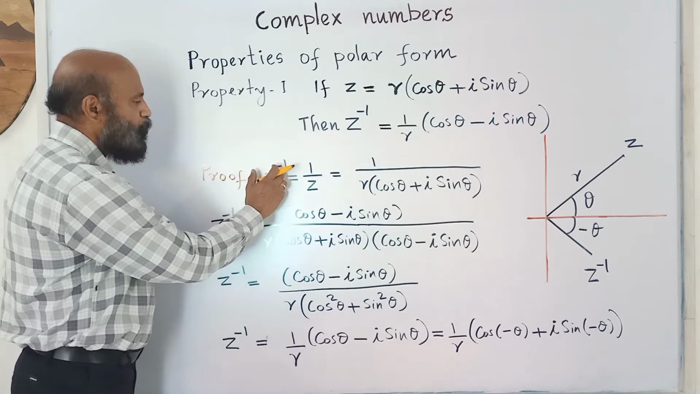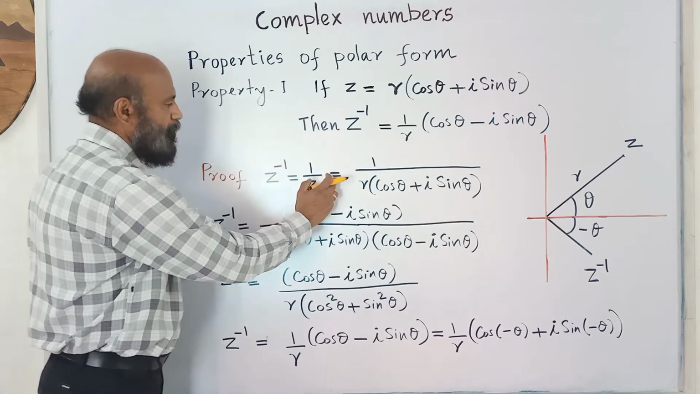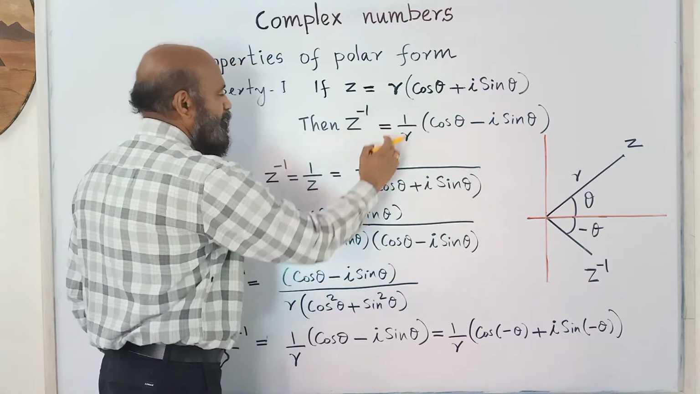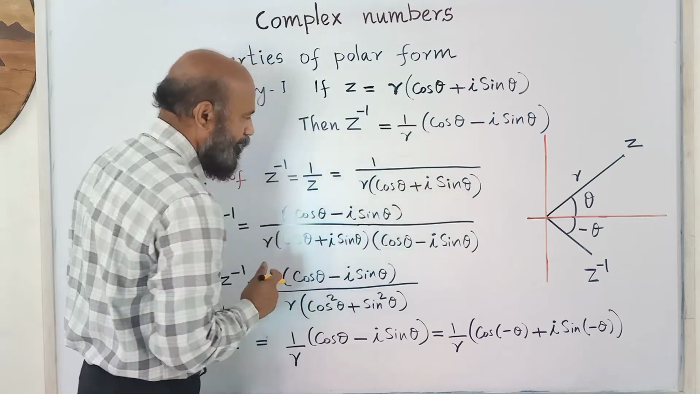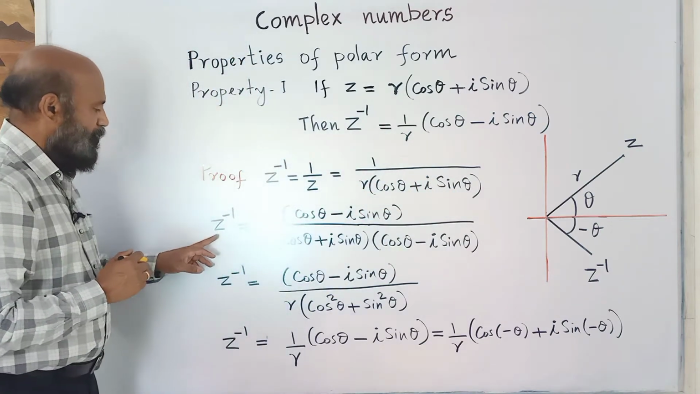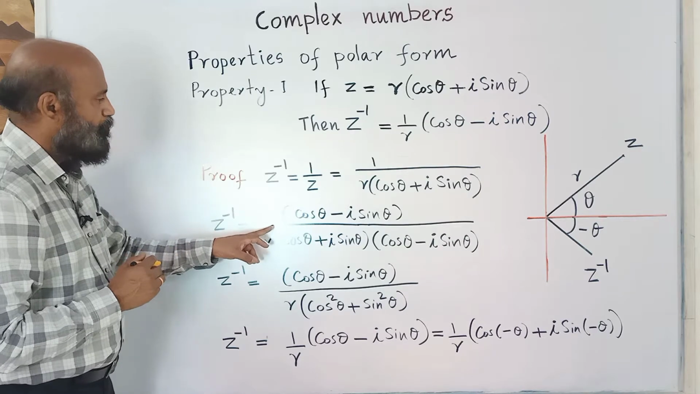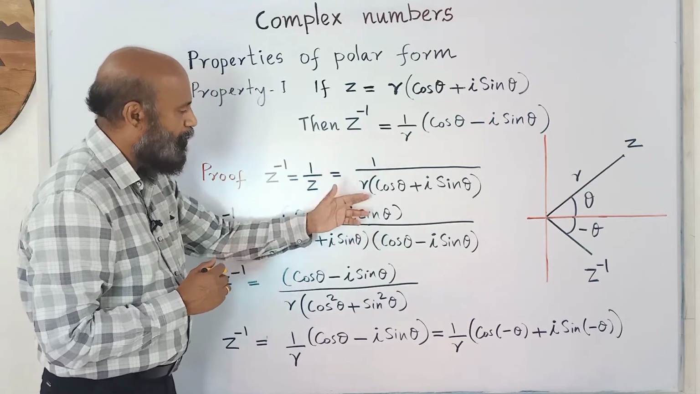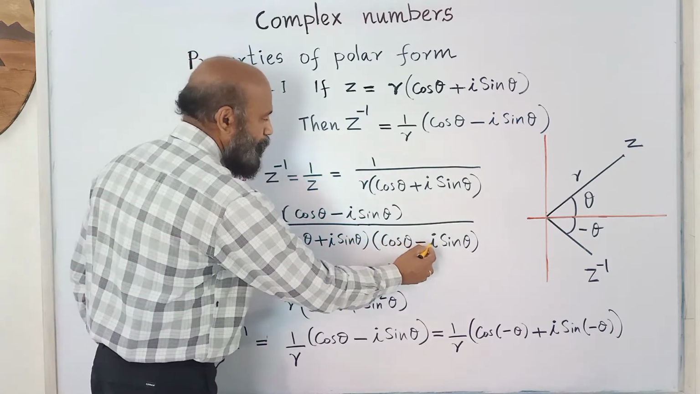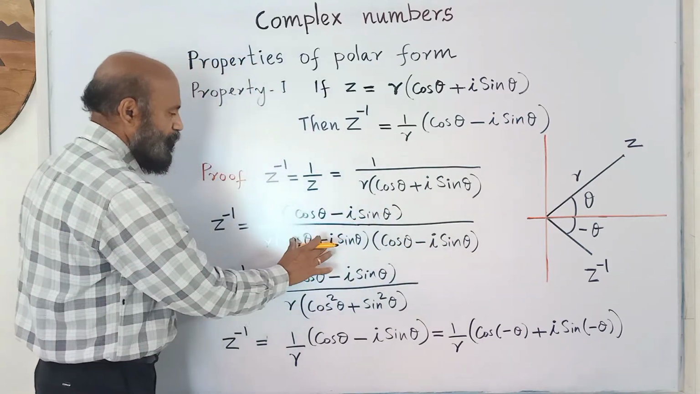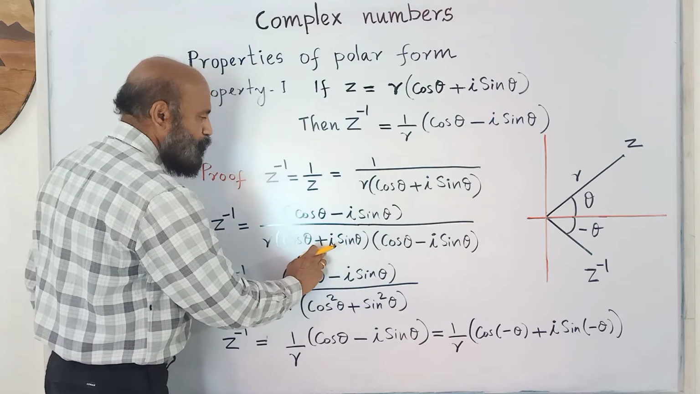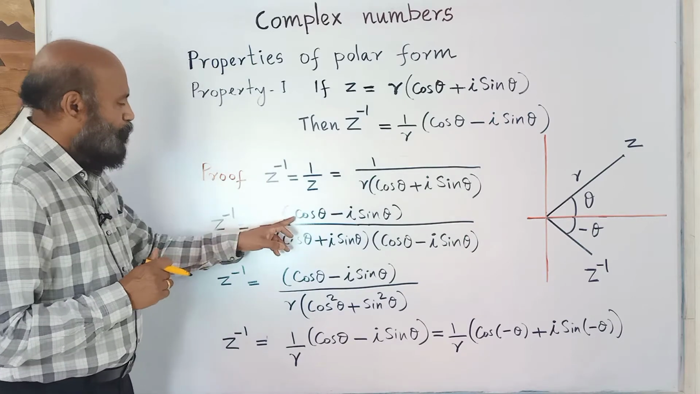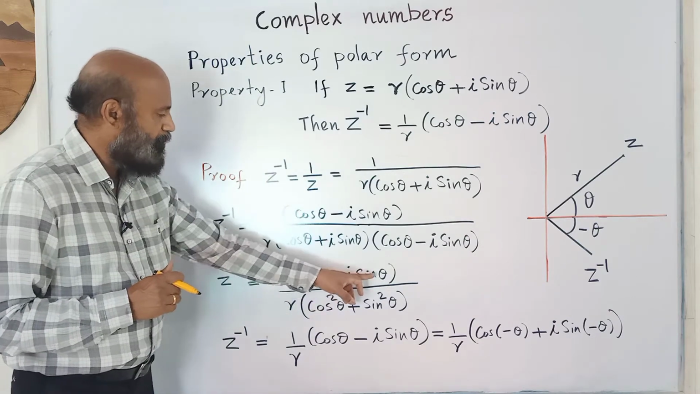z raised to minus 1 can be written as 1 by z. 1 divided by z. For z we can write r cos theta plus i sin theta. Then z raised to minus 1 is equal to this expression. You multiply numerator and denominator by cos theta minus i sin theta, that is the complex conjugate of cos theta plus i sin theta. Now the numerator is cos theta minus i sin theta.